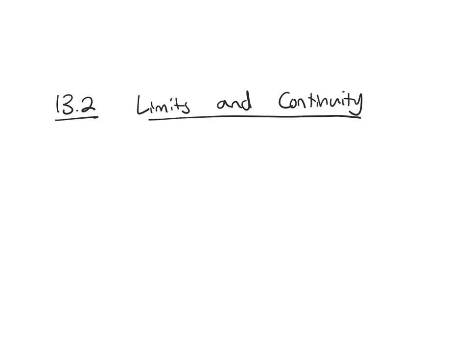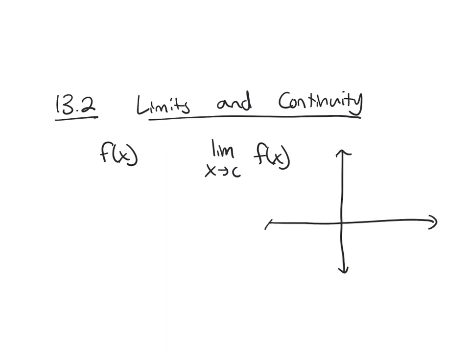So I just want to real quick remind us of what happened with limits when we were talking about functions of a single variable. So if we have f of x and we want to talk about the limit as x goes to c of f of x, if you remember, we had one-sided limits. So let's say my function does something like this. Here's c, and you would approach from the left and approach from the right.